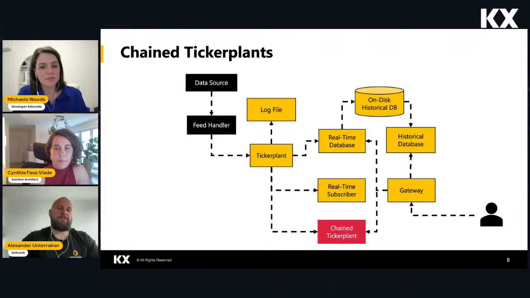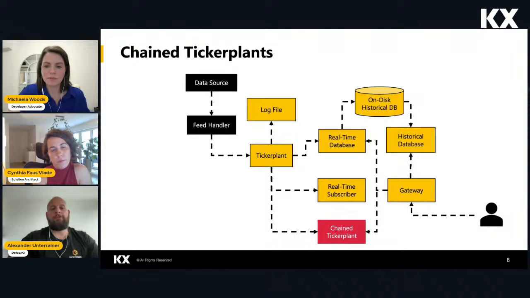Sure. So chain decoupled is very similar to a normal decoupled, with the main difference that it sits after or behind the decoupled, depending on how you want to look at it. So we use chain decoupleds to prevent slow subscribers bringing down your main decoupled. Now, what is a slow subscriber? In very simple words, it's basically just a real-time subscriber that cannot consume data as quickly as the decoupled publishes the data.